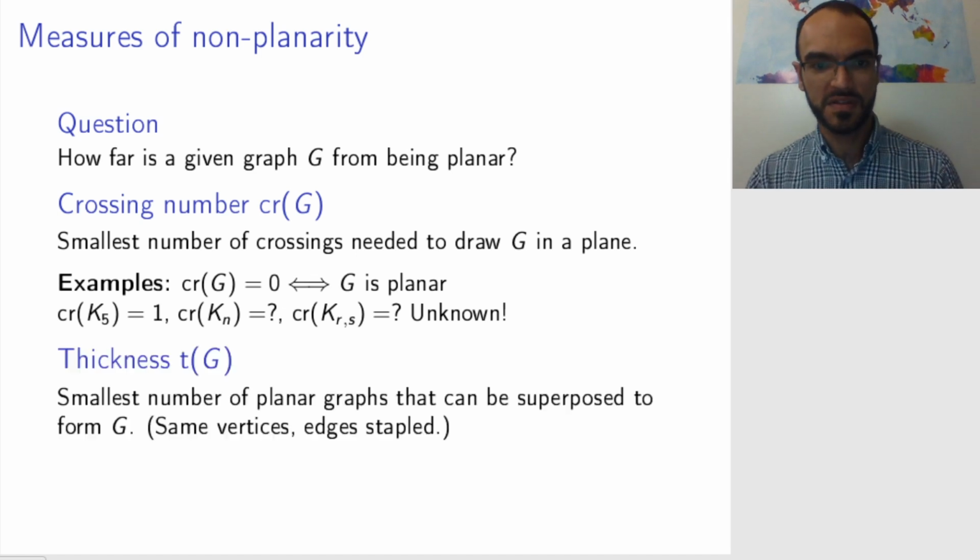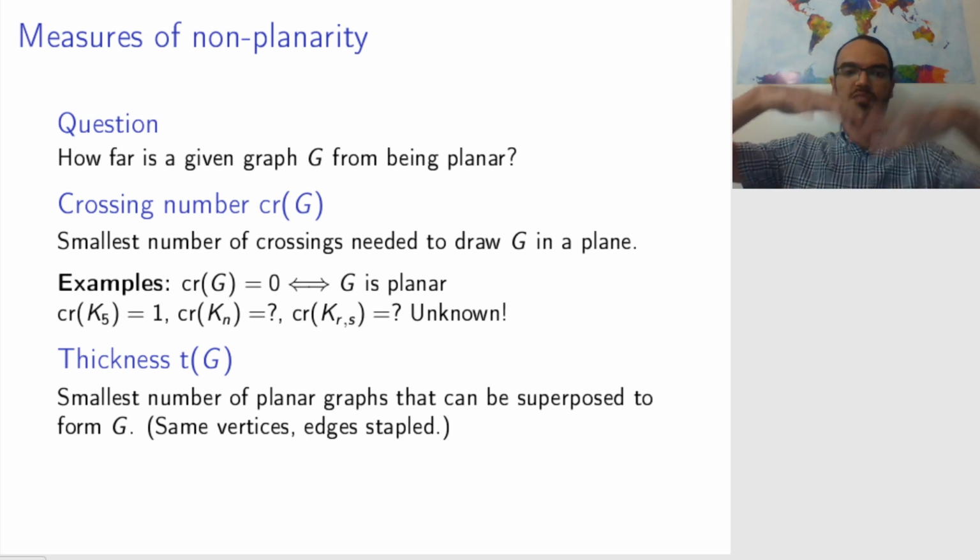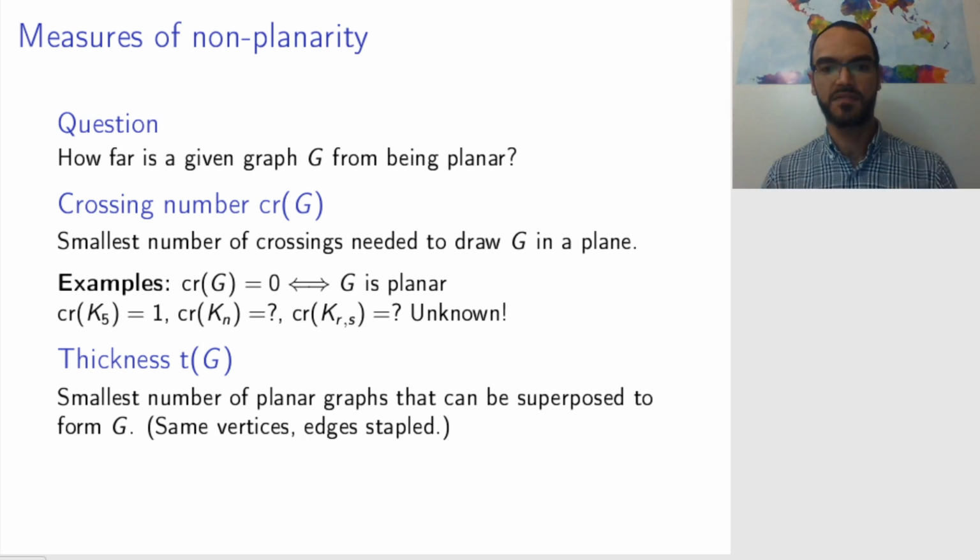So let's look at another way to measure the non-planarity, and that's the thickness. So the thickness of a graph is the smallest number of planar graphs that you can superpose to form your graph G. So superposing means that you have the same vertices, but you staple the edges on top of each other. This is not just a mathematically interesting gadget, it's actually practically reasonable.